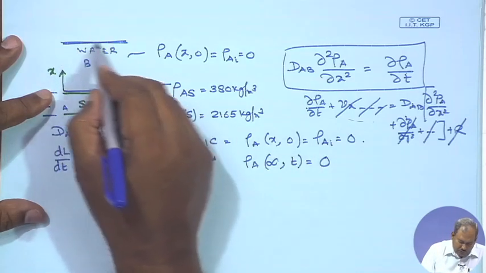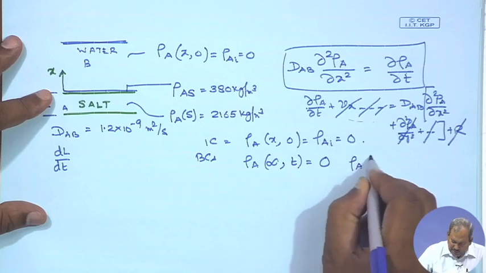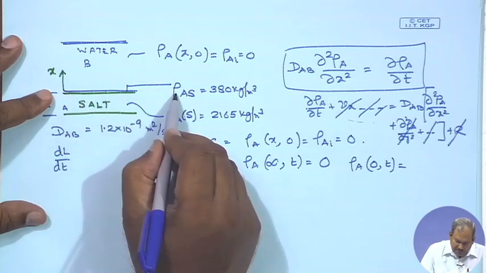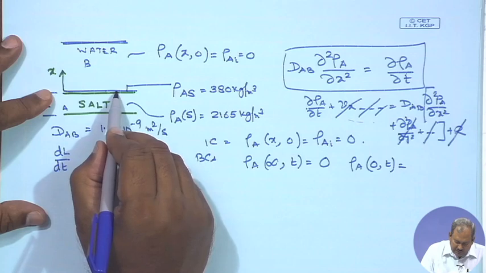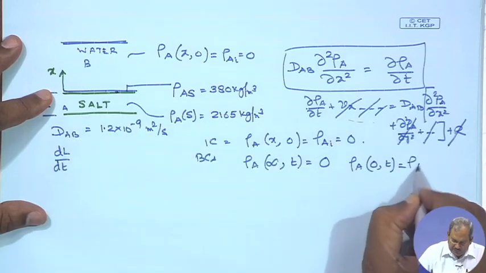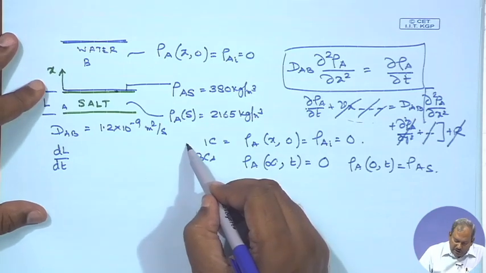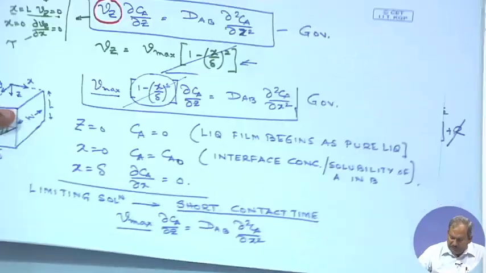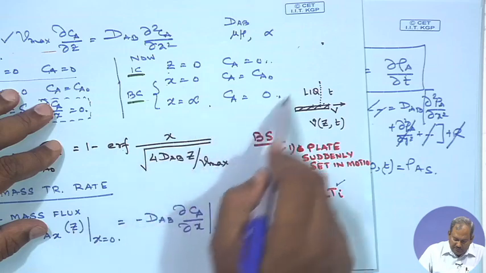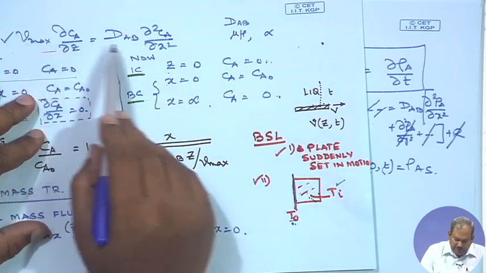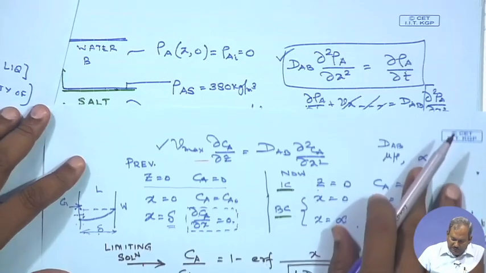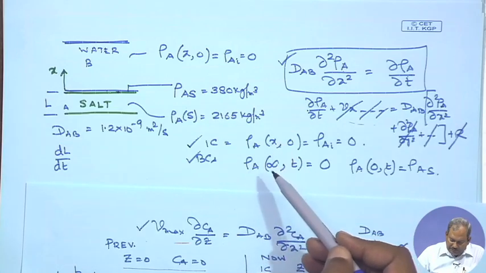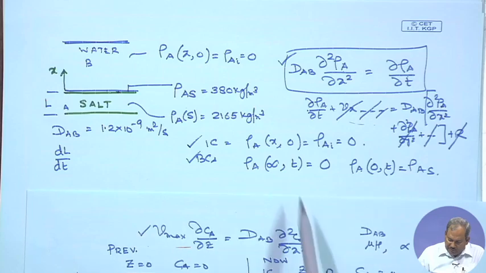So, there is no salt present far away in this water, and rho A at x equals 0, on this surface, at any time must be equal to rho A s, which is the concentration of salt in the liquid. So, in terms of the initial condition, boundary conditions and the form of the equation, this is the same as this equation. The only thing is this V max in here is 1. If you compare the forms of these two equations, they are the same, including the initial and boundary conditions.